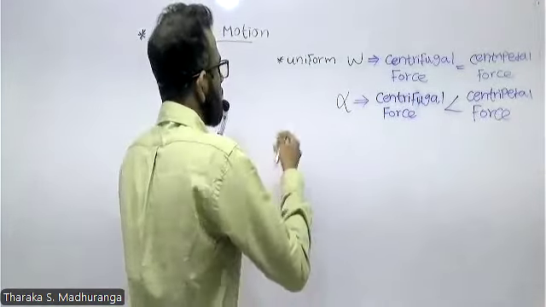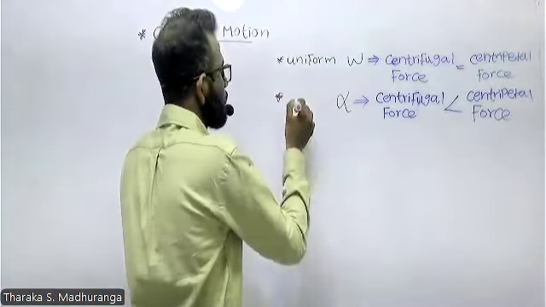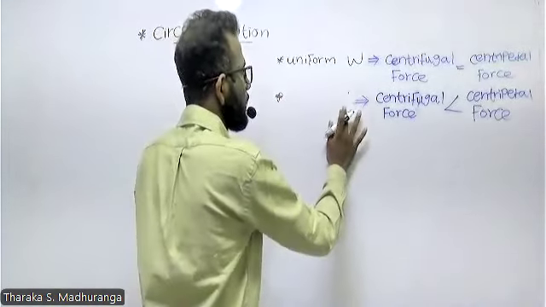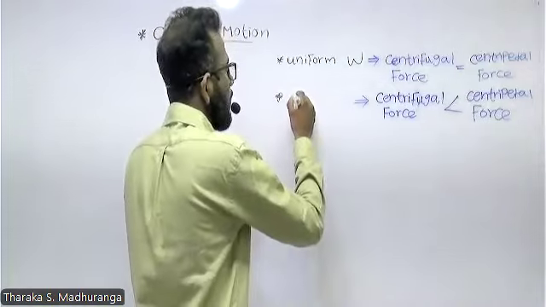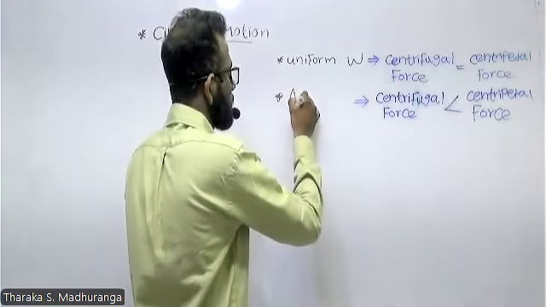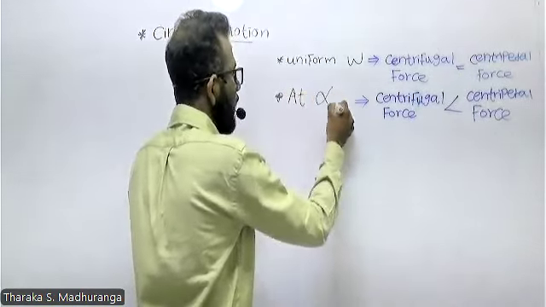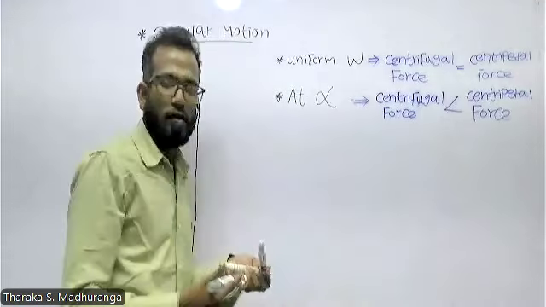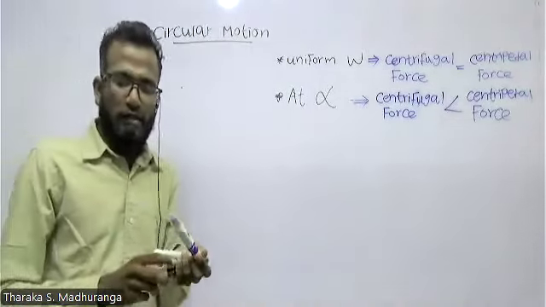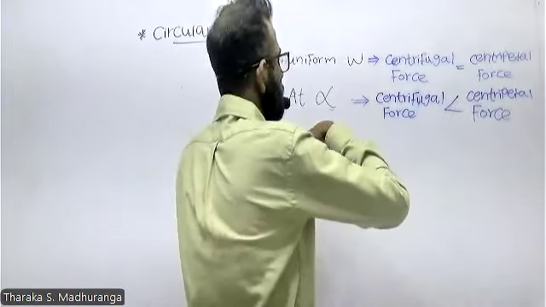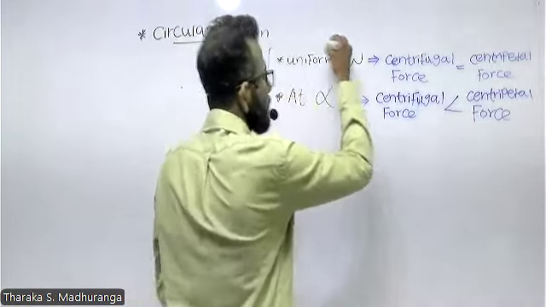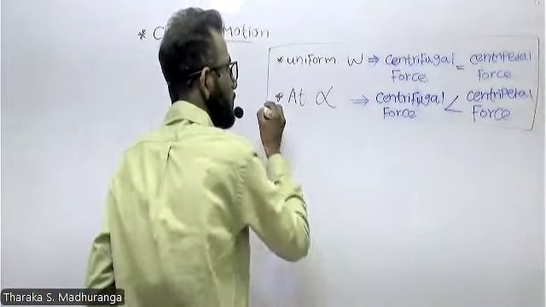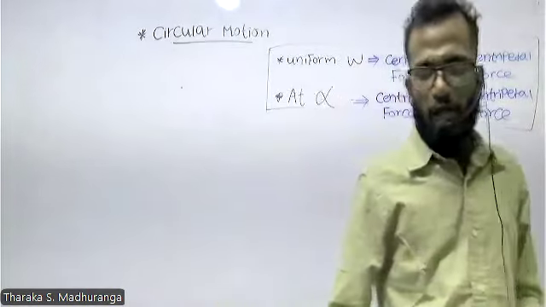Below the 2-star mark, write down that. Then you can understand more. Alpha means angular acceleration. Okay, write down these 2 points. Then you can get much idea.